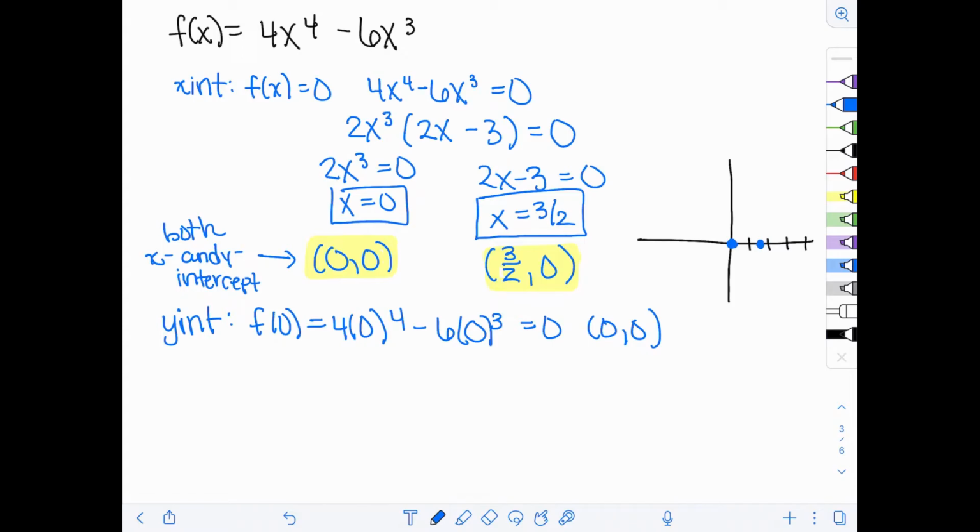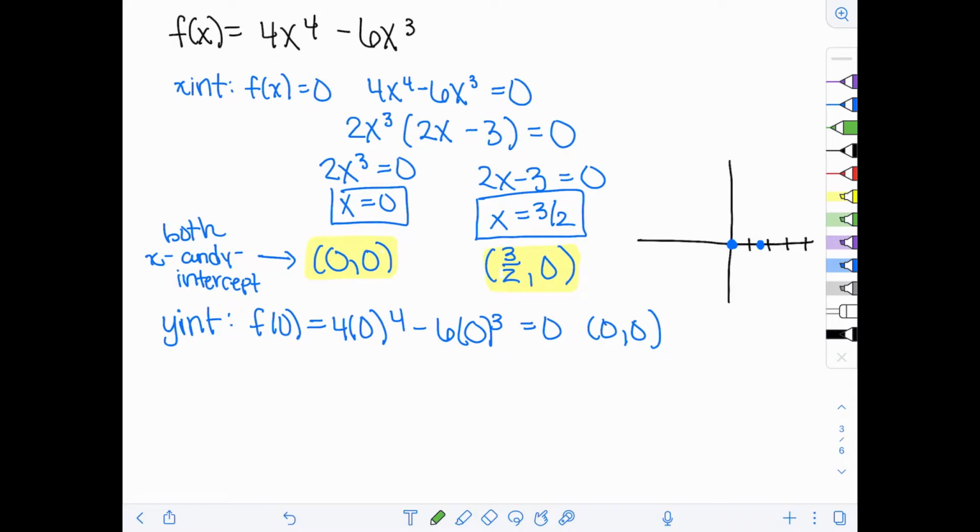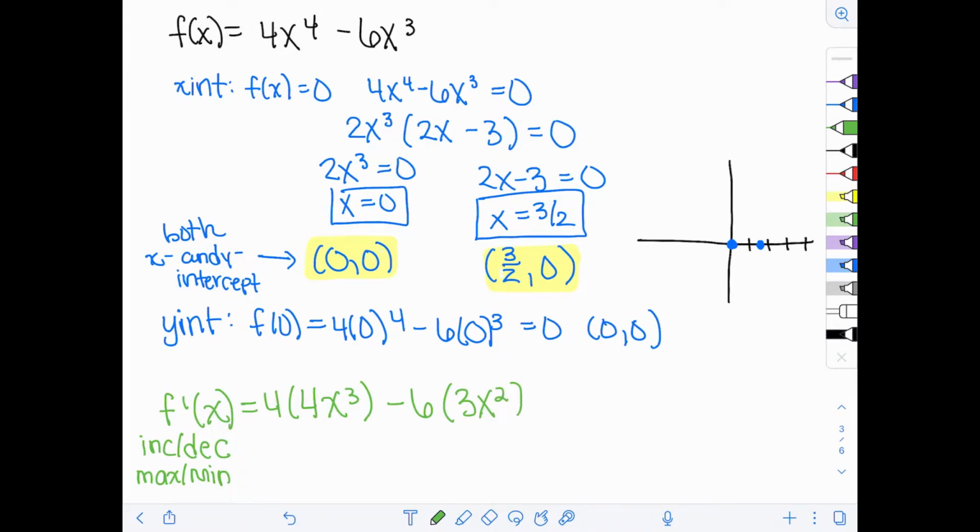Now let's go ahead and start taking derivatives. First, let's find the first derivative, f prime of x. Remember that we use the first derivative to figure out where the function is increasing or decreasing, and we also use it to figure out if there are any relative max or min values. To take the derivative here, we can pretty much use the power rule. The derivative of x to the 4th is 4x cubed, minus 6 times the derivative of x cubed, which is 3x squared.